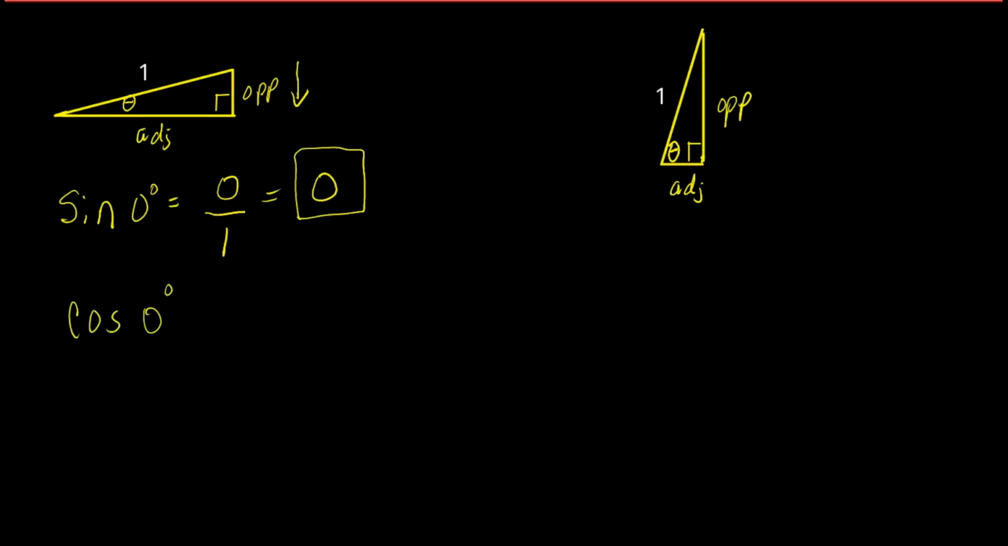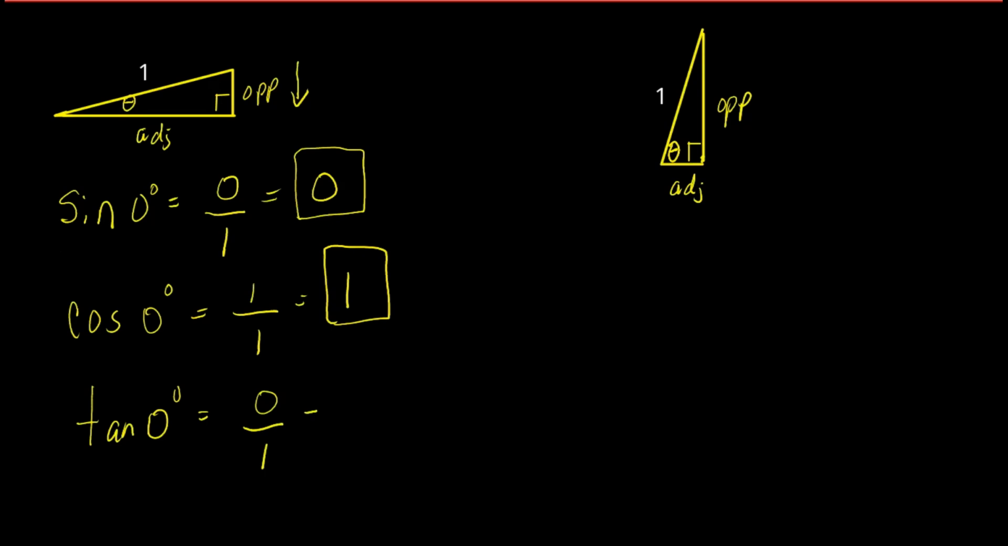For cosine of 0 degrees, we said that the adjacent side will be approaching 1. So it'd be 1 over 1. So cosine of 0 degrees equals 1. The tan of 0 degrees: opposite side will be 0, adjacent side will be 1. So that will give me a 0 also.